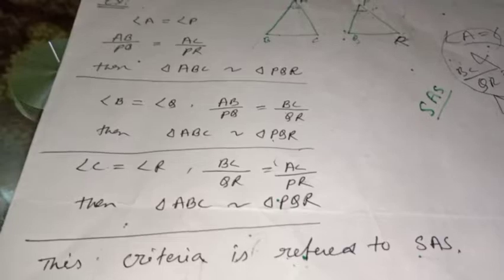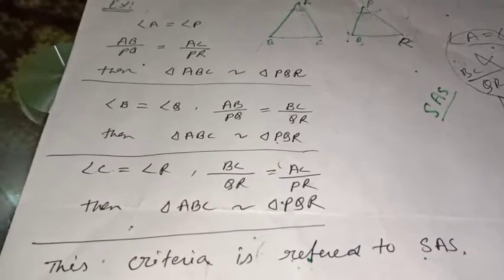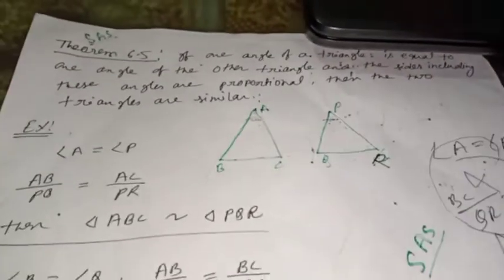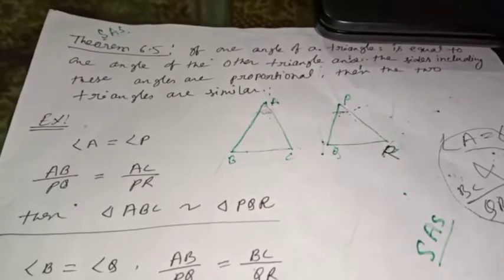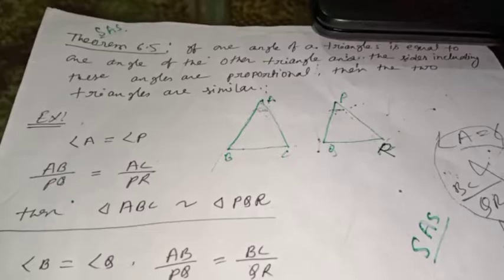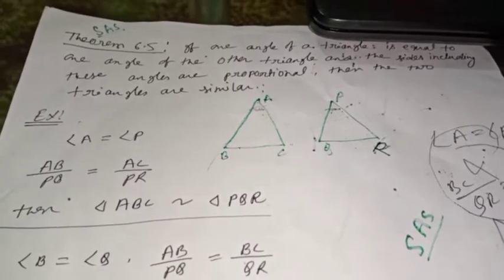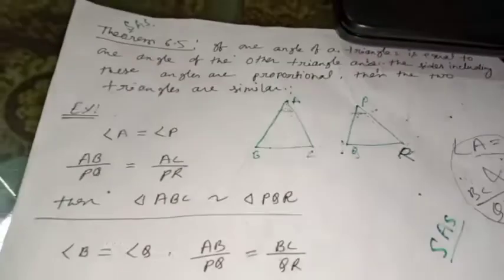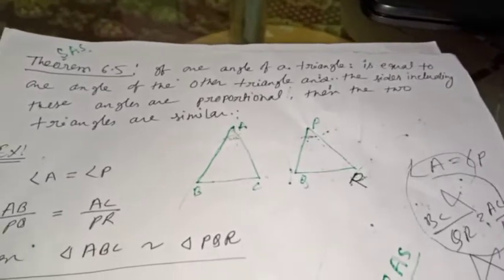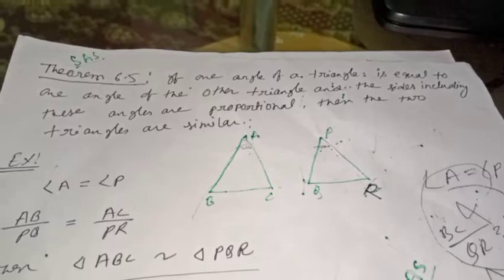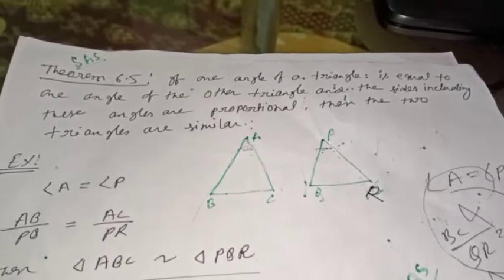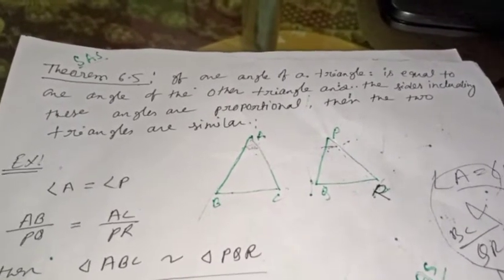Okay, these are the three criteria for similarity of triangles. Try to remember. If you understood, then you can solve all the sums in exercise 6.3. I'll give you some solutions from exercise 6.3. I hope all of you understood this one. These three theorems are very, very important, or these three criteria like AAA or AA, SSS, then SAS, side angle side. Clear? Now 6.4.